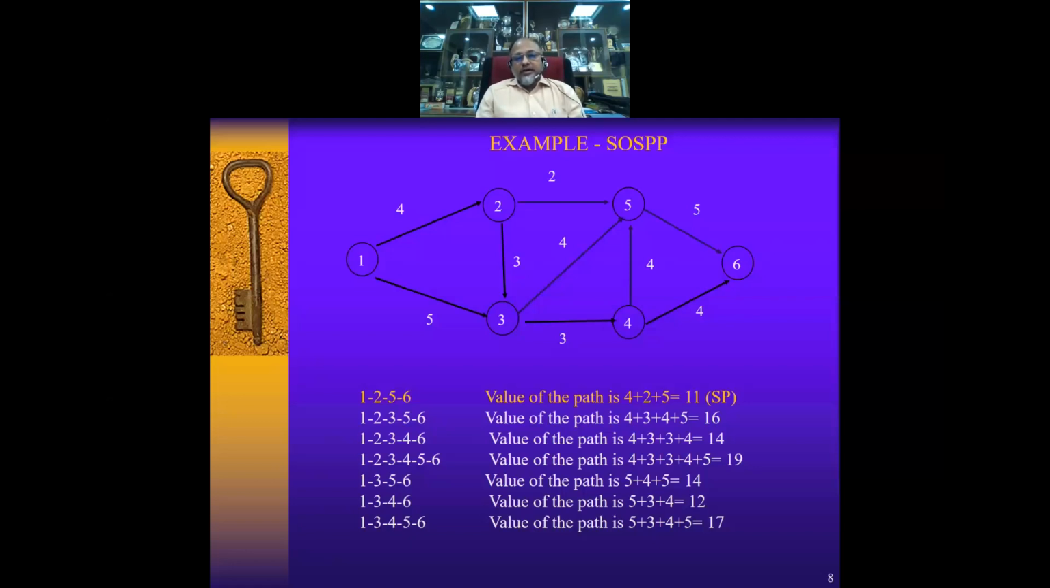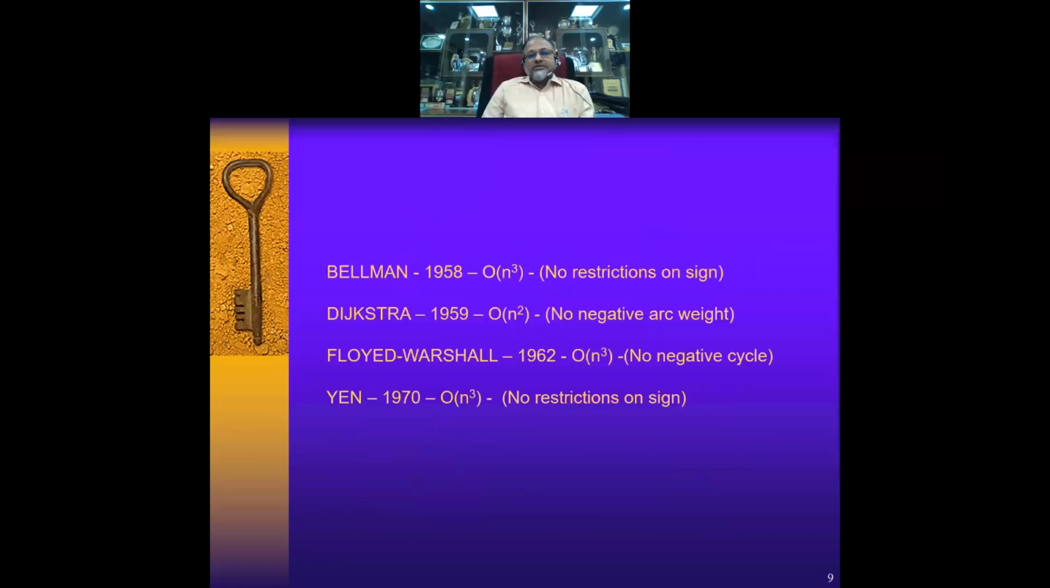So we require some algorithm. Using that algorithm, using software, we can find it out. So what are the different types of algorithms? There are many algorithms available to find the shortest path. Here I am mentioning only some of them. One is called Bellman, and here I am mentioning no restriction on sign.